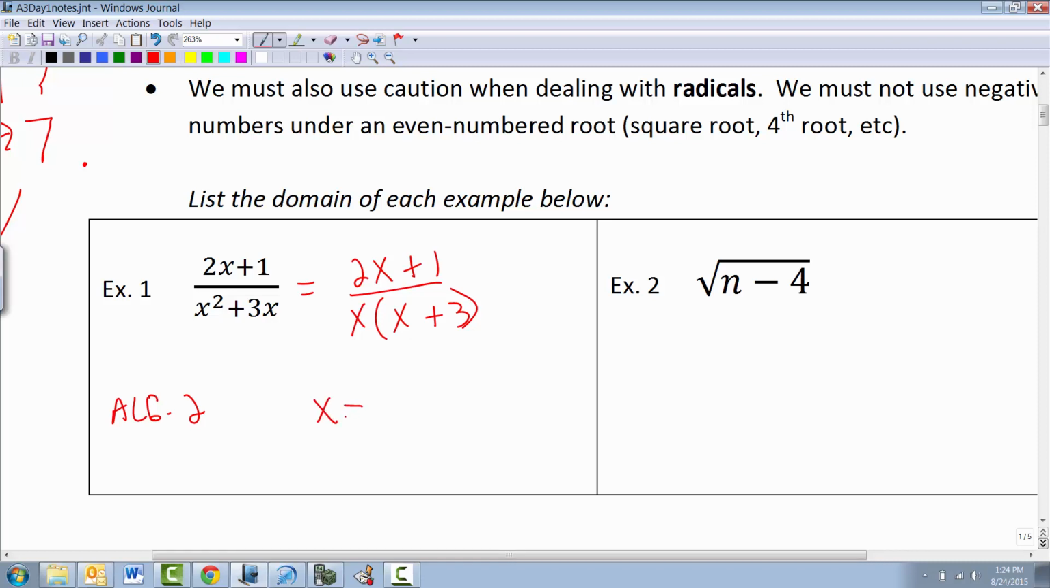What you have to say for the domain is what can't x equal, based off of what we listed up there as far as dividing by 0. So what numbers, when I plug them in for x, give me a 0 in the denominator? One of them is 0, and what's the other one? Look at the other factor. What if I plug this number in here, and that number turns this into 0? So what number turns this into 0? -3.